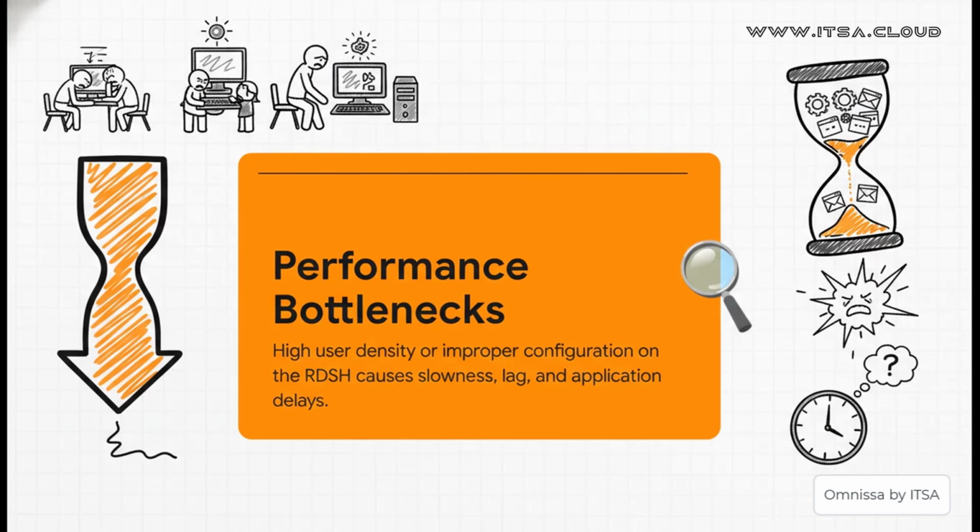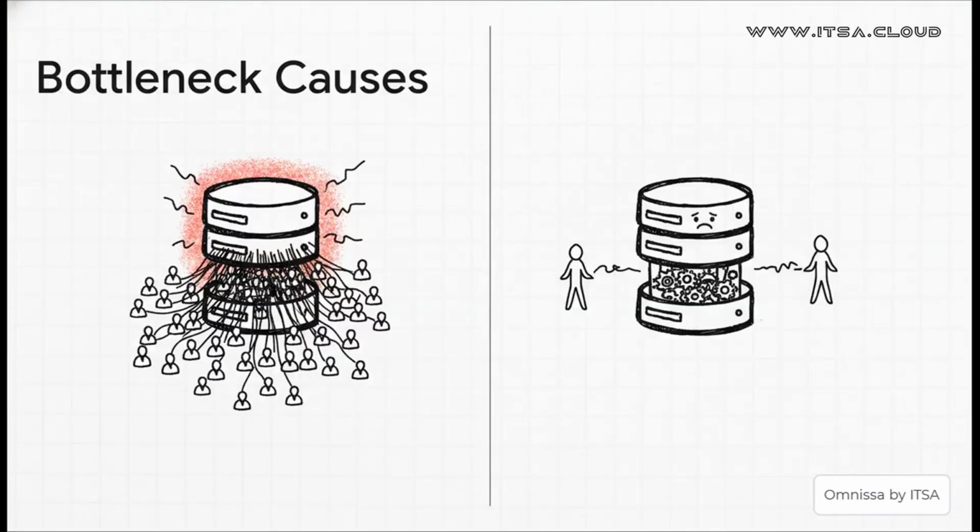Suspect number 4 is that classic villain, the performance bottleneck. This is the one your users feel most directly. It's that horrible slowness, the lag when they're trying to type, the applications that take forever to open. All of that is caused by an overloaded remote desktop session host. So, what's causing that overload? Well, it usually boils down to one of two things. Either you've got way too many users crammed onto a single server, or the server itself just isn't configured properly to handle the workload you're giving it.